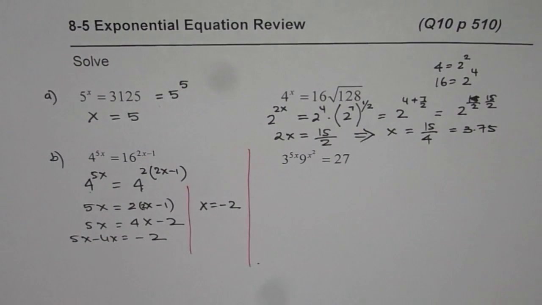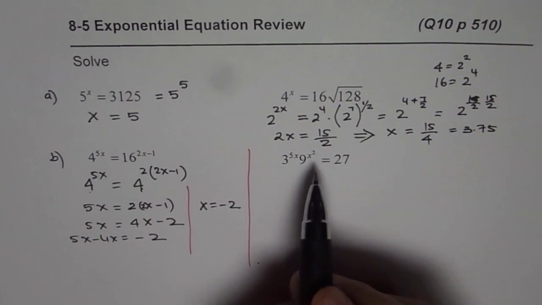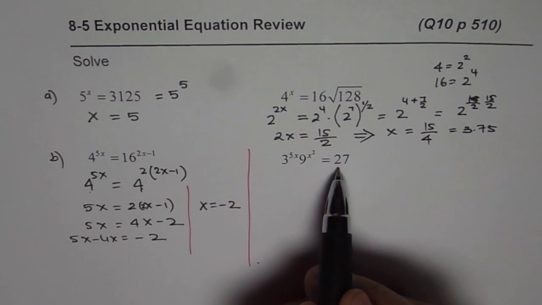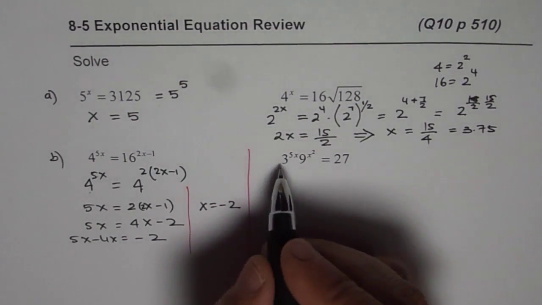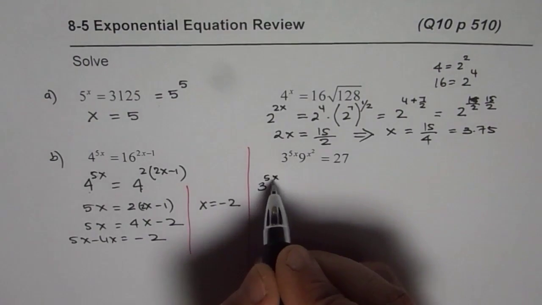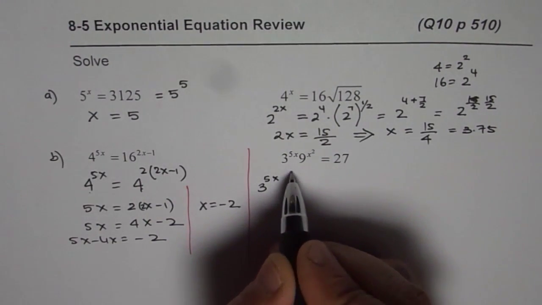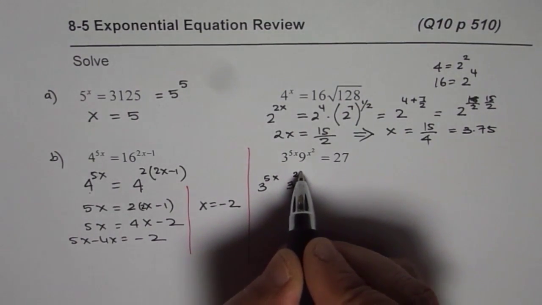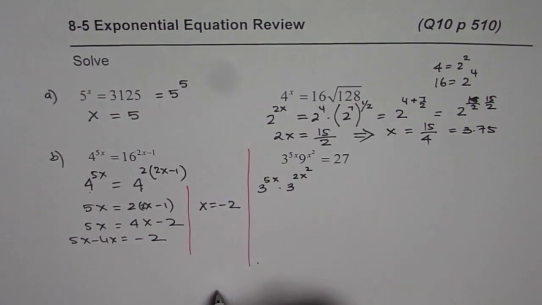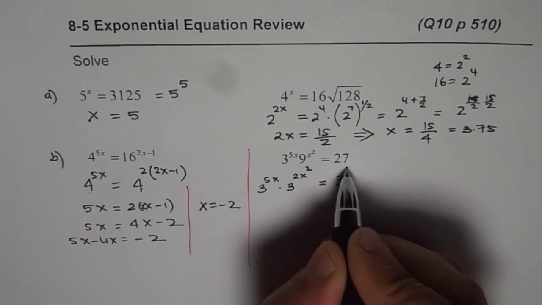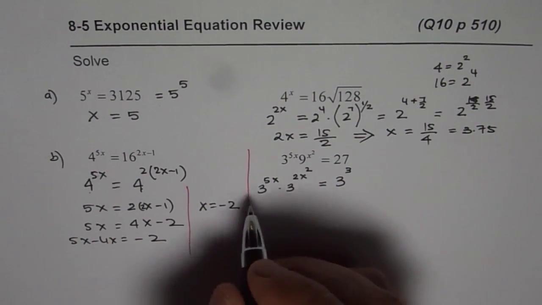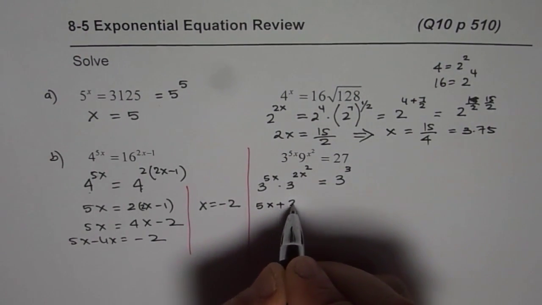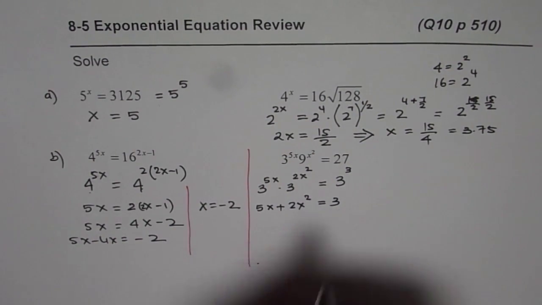Now let's get back to the last one. The strategy is the same. Both left and right sides should be written as exponents with the same base. You can have a base of 3, right? So let's write them with base 3. 3 to the power of 5x. 9 could be written as 3 squared, and then we already have x squared here. And 27 is 3 to the power of 3. Now the bases are the same, so the exponents should be equal. When you multiply, the exponents get added up. So what we have is 5x plus 2x squared equals 3. That is the equation we get.